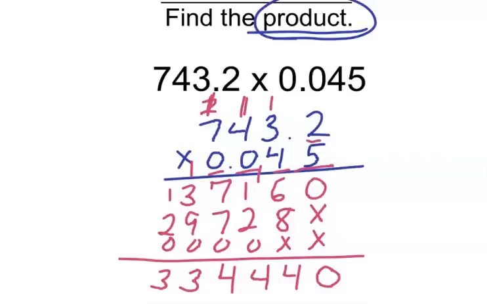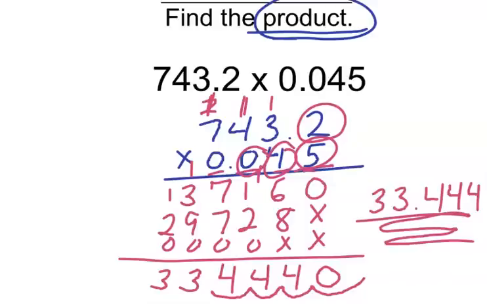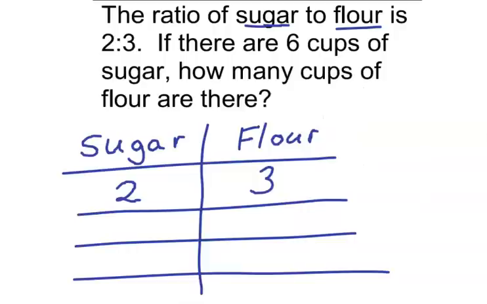At this point, we have to see, and there's 1, 2, 3, 4 numbers to the right of the decimal. So we have to move over 4 places. 1, 2, 3, 4. So the answer becomes 33.4440, and we could put a 0 after that if we wanted to. But there's our answer. 33.444 is the product.